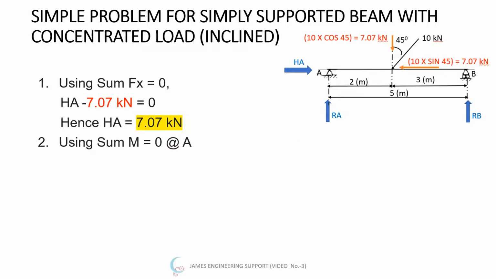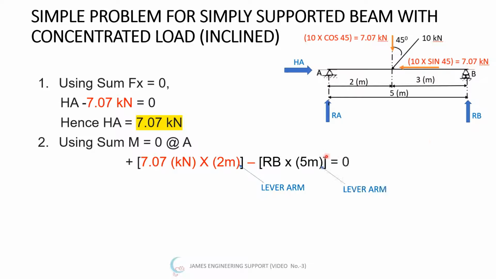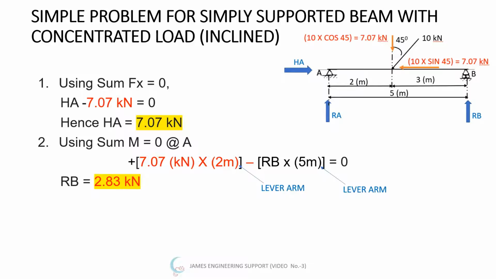Next is the moment at A, which we are considering as 0. So 7.07 multiplied by 2, which is the lever arm, and then minus RB, the anti-clockwise moment which will be produced with respect to A. So minus RB multiplied by 5, and then we will equate it to 0. After solving the problem we will get the reaction as 2.83 kilonewton.